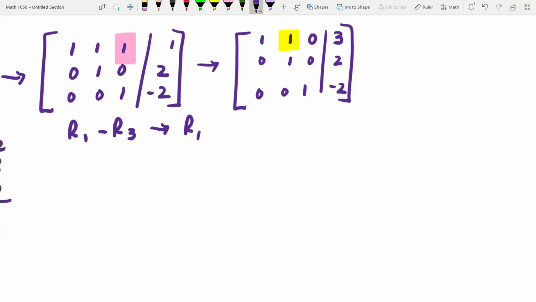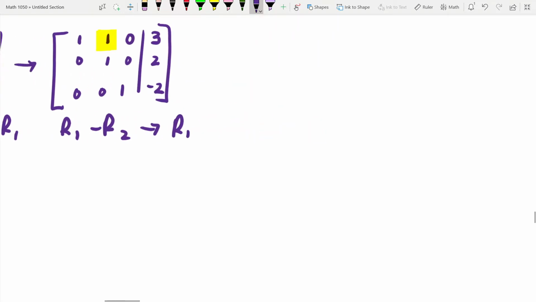The last thing I need is a 0 there. I can use row 1 and row 2. Which one's better? Row 1 minus row 2 or row 2 minus row 1? Tell me. 1 minus 2, right? So row 1 minus row 2 becomes my new row 1. If you do it the other way, you're just going to end up with a negative 1, and then you have to change the signs.